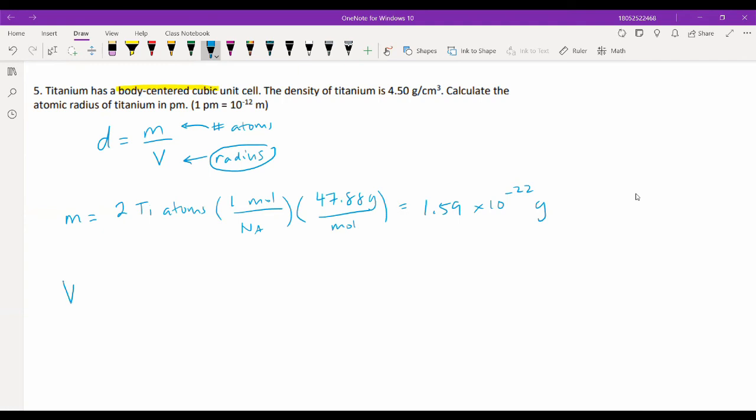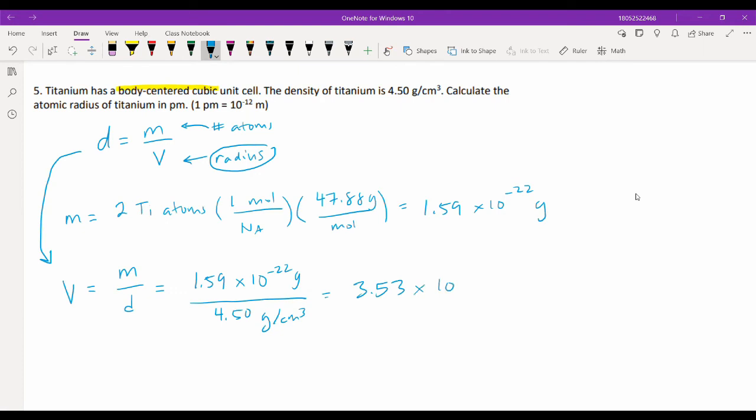Now, if we solve for the volume, we can take the mass and divide by the density. This is just, again, solving this equation for volume here. So we take that mass of the unit cell, divide by 4.5 grams per cubic centimeter, and we get that the volume of one unit cell would be 3.53 times 10 to the negative 23. This would be cubic centimeters, right? Our standard unit for volume of unit cells.